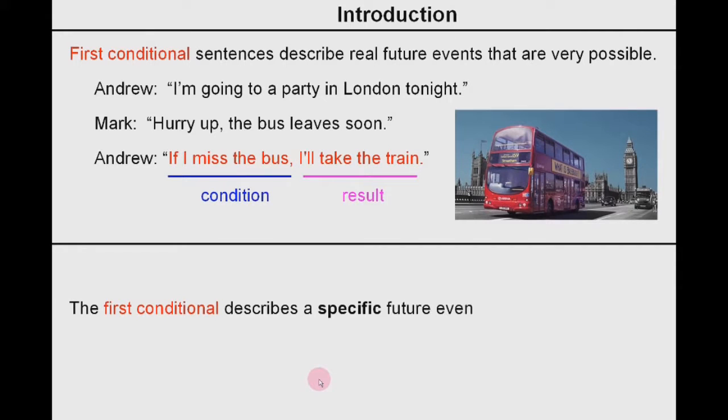And so the first conditional describes a specific future event. In this case, it is specific because we are talking about if I miss the bus in the future. It's talking about me. And if I miss the bus, perhaps tonight, then I'll take the train tonight. It's specific to me. And so we are not describing a general fact or simply a regular action. That is not what we are describing. It's specific.